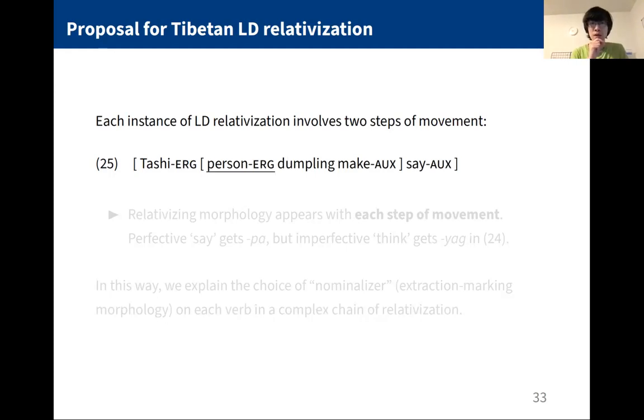So I was wondering, why don't we have the base position for person in the most embedded position, and then it moves one step upward, or moves across one clause, and then does something on the verb. That's why the verb got the PA morpheme, and then it moves out. So shouldn't that be the ordering? I mean, it seems that the first step is moving into the embedded clause. I mean, the picture that you just showed.